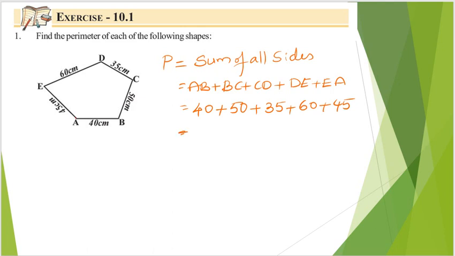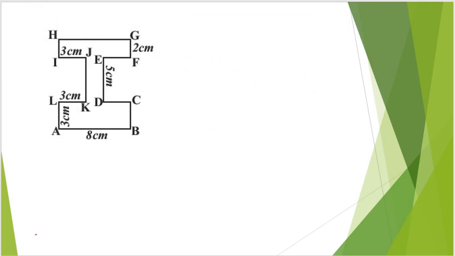Now if you add all these, how to do the addition? First add all the units places. 5 plus 5 is 10, so 1 will be carry. Next 4 plus 5 is 9, 9 plus 3 is 12, 12 plus 6 is 18, 18 plus 4 is 22, plus 1 is 23. So the answer is 230 centimeters. Likewise we can find the perimeter of this particular figure. Next, moving on to one more question.